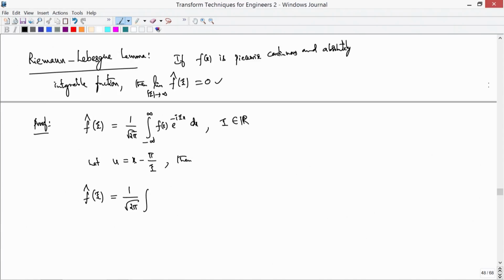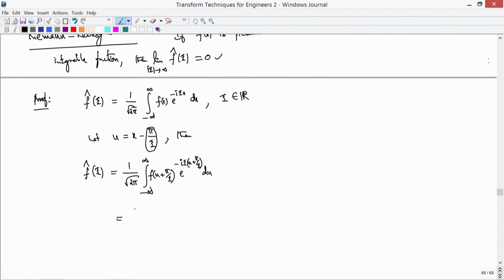When you put minus infinity, the limit is a fixed number, so you still have minus infinity to infinity, and dx is du now. You have e power minus i xi, where x is u plus pi by xi, and f of x is f of u plus pi by xi. This is what you have. So this is actually equal to 1 by root 2 pi, and e power minus i pi.